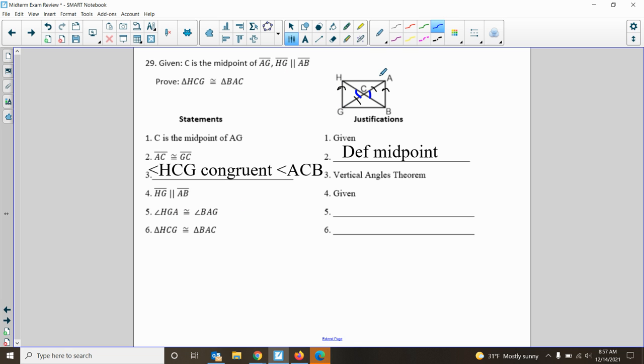HGA is congruent to BAG. Now, aren't those alternate interiors right there? This guy and this guy? Those are alternate interiors for these parallel lines. So this is going to be AIAT, line 5, and that means the triangles are congruent.